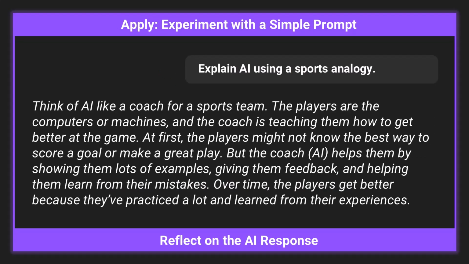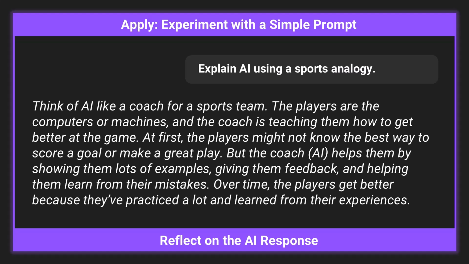Think of AI like a coach for a sports team. The players are the computers or machines, and the coach is teaching them how to get better at the game. At first, the players might not know the best way to score a goal or make a great play. But the coach, AI, helps them by showing them lots of examples, giving them feedback, and helping them learn from their mistakes. Over time, the players get better because they've practiced a lot and learned from their experiences.